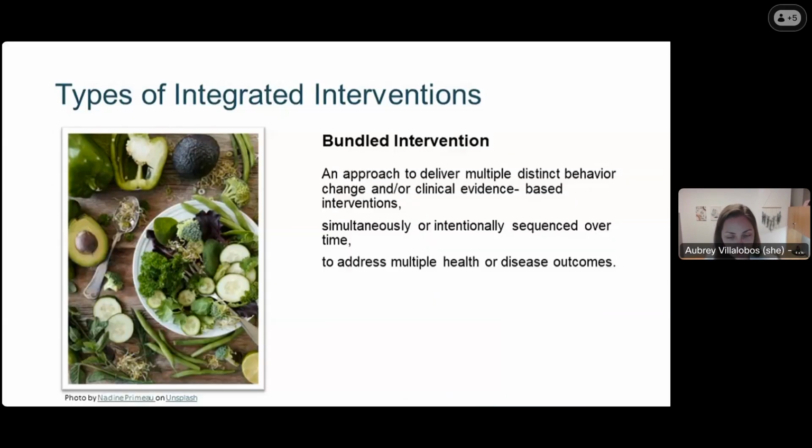Next slide, please. Bundled interventions. A bundled intervention is really an approach to delivering multiple distinct behavior change or clinical interventions, either simultaneously or intentionally sequenced over time, and address multiple health or disease outcomes. So evidence-based interventions, again, are bundled with this aim of improving outcomes for multiple cancer types or other health concerns compared with delivery of the original interventions separately. And this maybe is a salad.